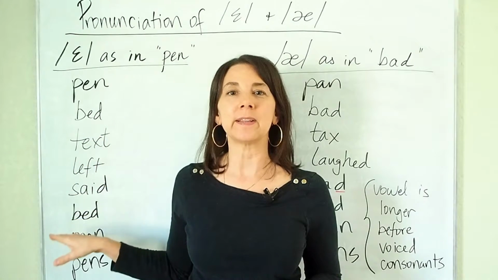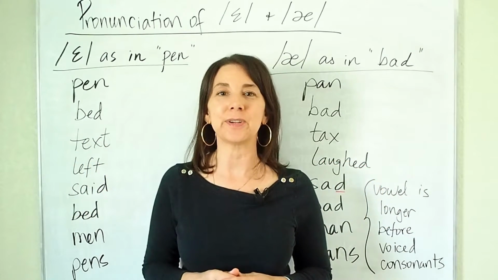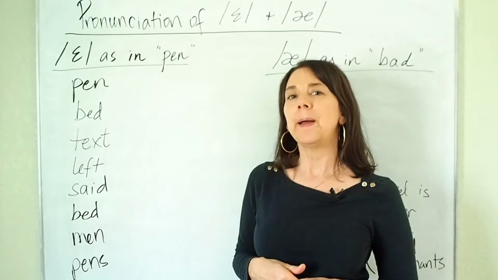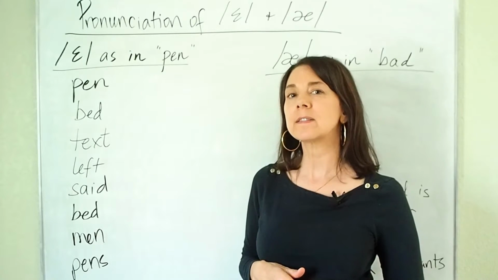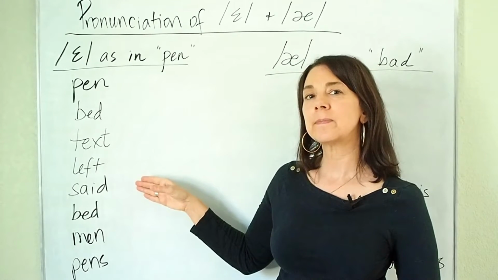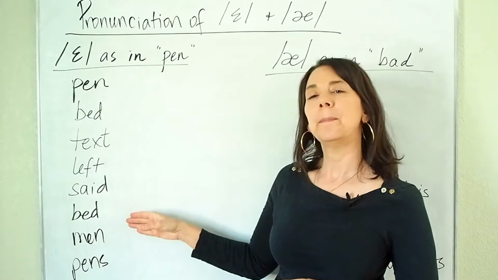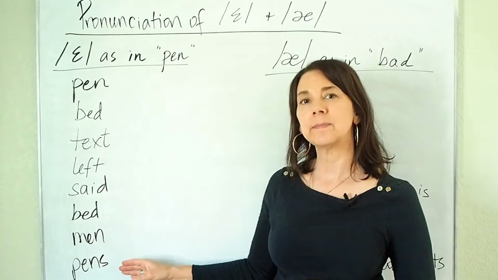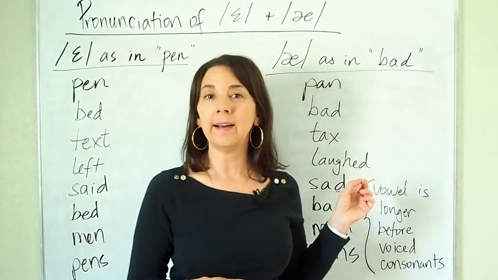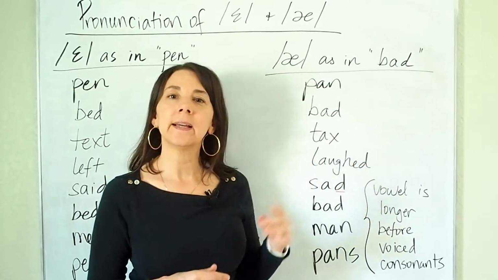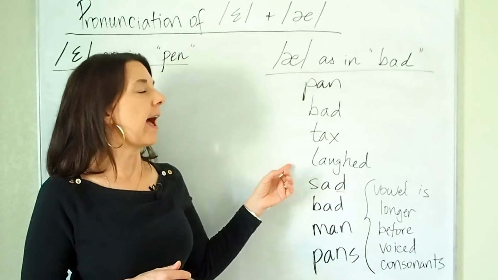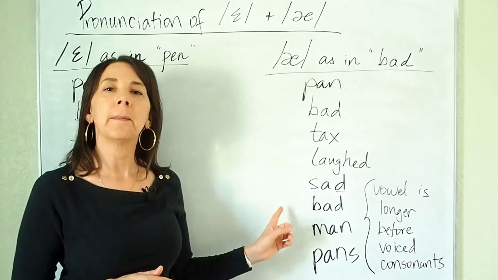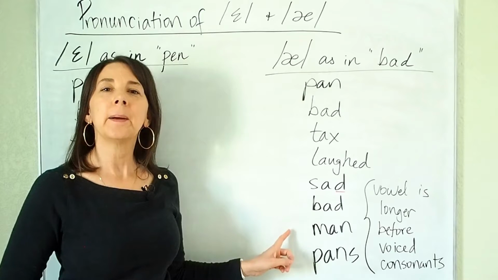Okay, let's look at some example words. First, we will practice pronouncing them separately, and then we will do them together so you can practice the difference. We have pen, bed, text, left, said, bed, men, pens. And then for a, we have pan, bad, tax, laughed, sad, bad, man, pans.